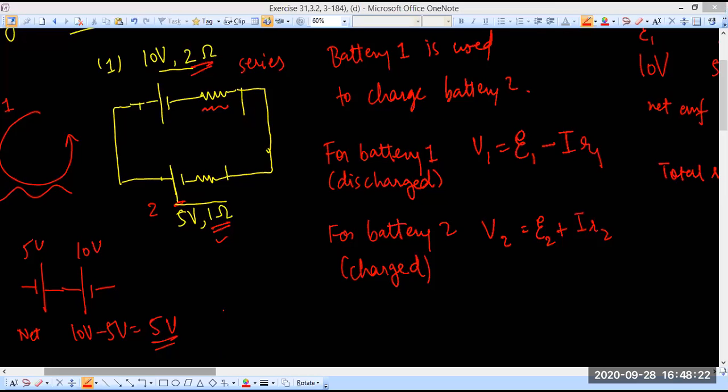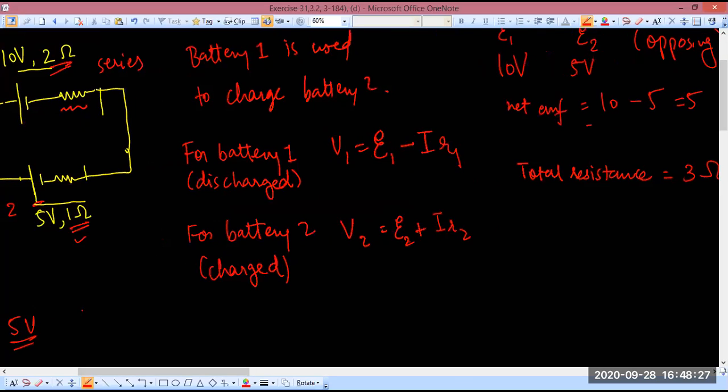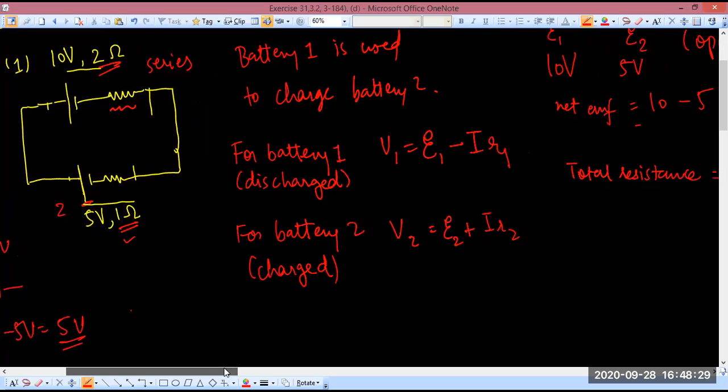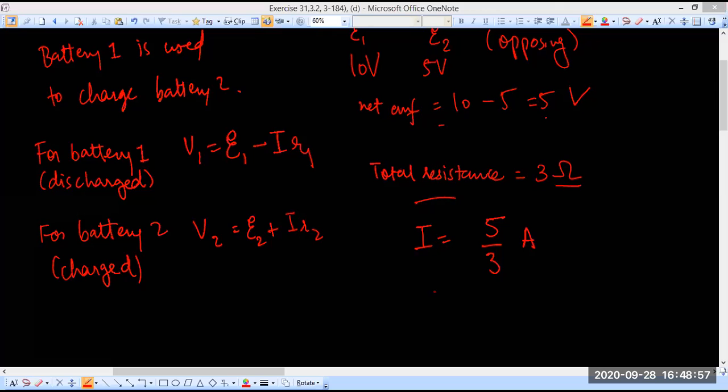Correct. So the total current, or the net current, in the whole circuit is only going to be 5 by 3 ampere. Clear? I hope that makes sense to all of you. The net EMF is 5 volt and the total resistance is 3 ohm, for example, so it's going to be 5 by 3 ampere.